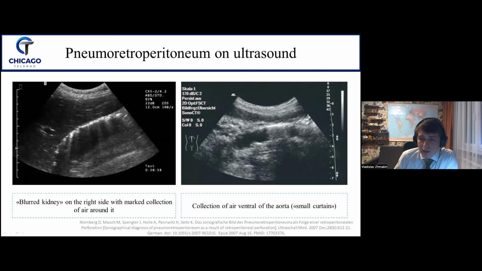And here is an ultrasound image with the so-called small curtain, a small amount of air anterior to the aorta.